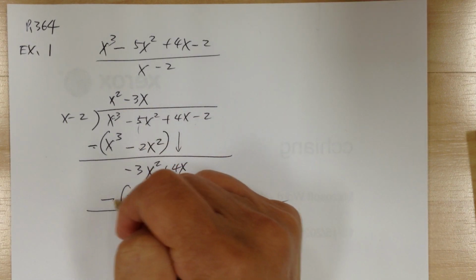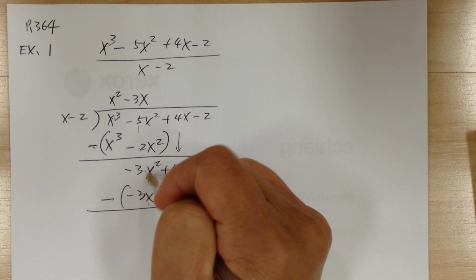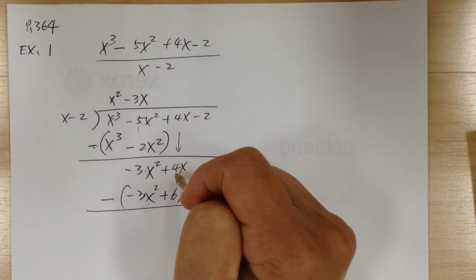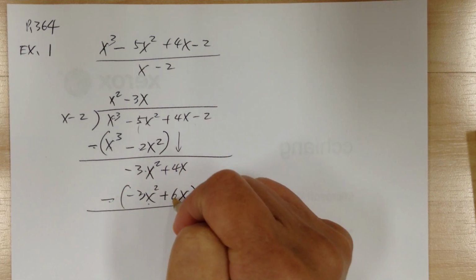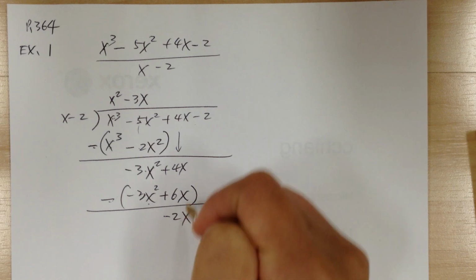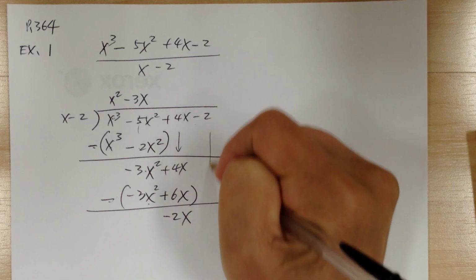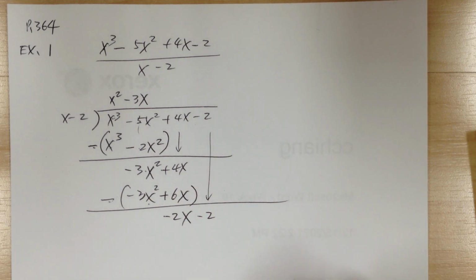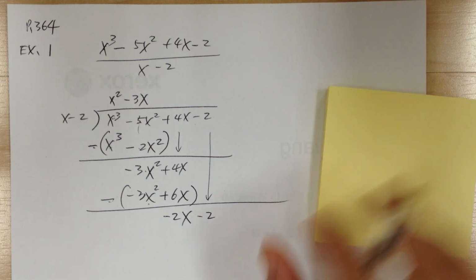So negative 3x squared minus negative 3x squared. Again, when you have the same thing, it's going to get canceled out. Next one is 4 minus 6, which will give you negative 2. Okay? So again, once you've done subtraction, you drop the next term.